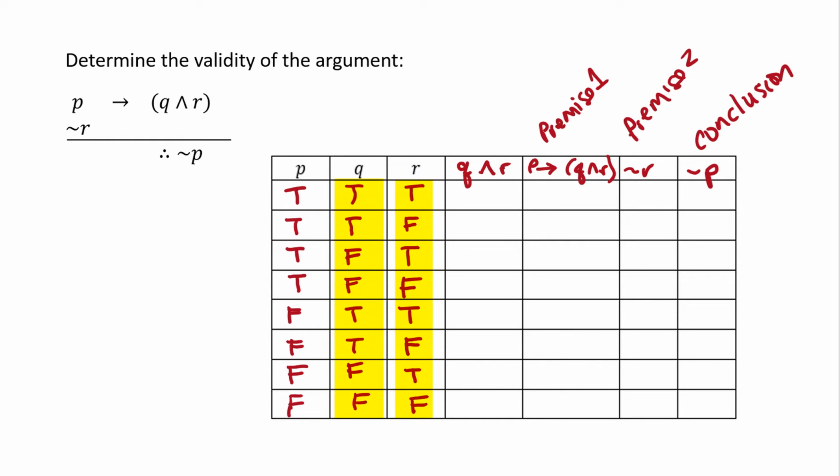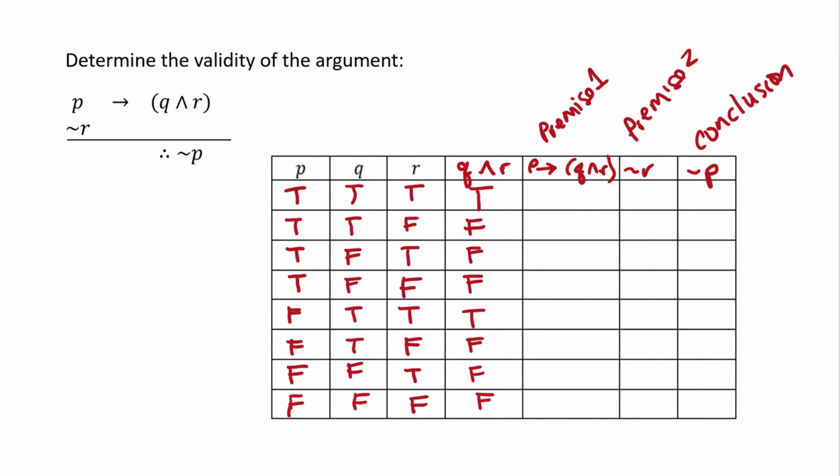Q and R, true and true is true. True and false, false and true. When we have and, both statements have to be true. And so if we look at this quickly, we see that we get true twice. That's when Q and R are true. And again, Q and R are true, and the rest are false. Now, let's look at the implication.